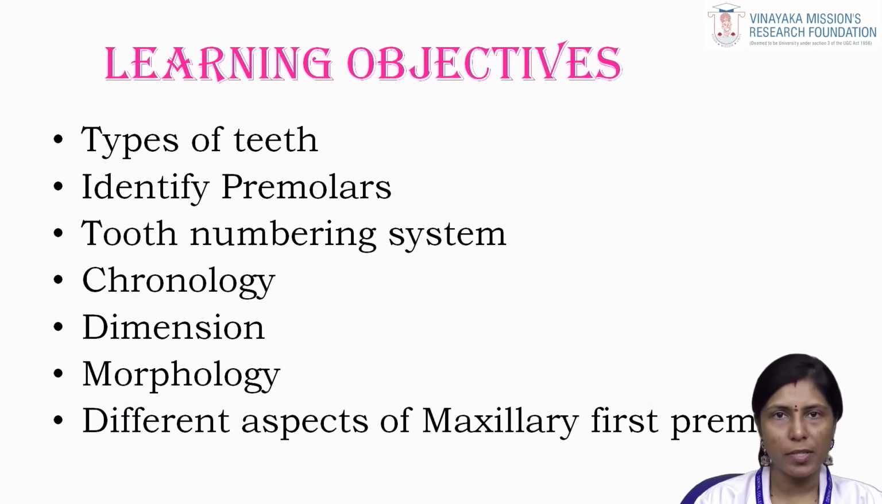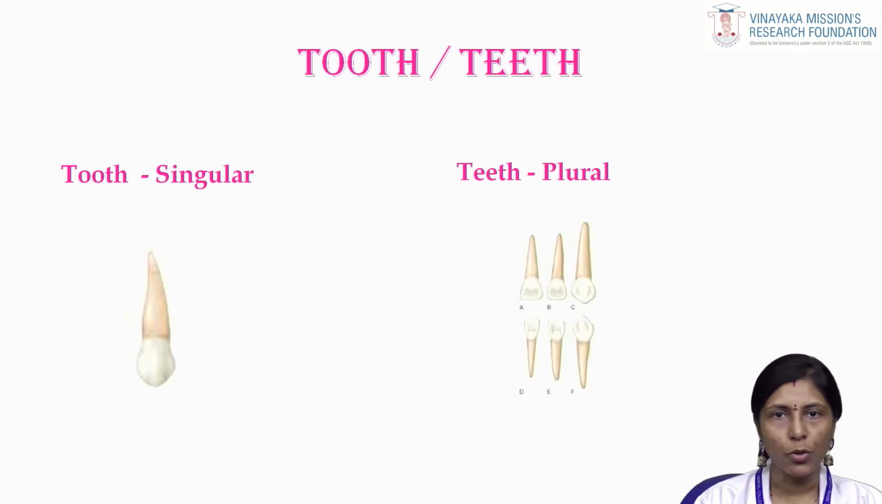Learning objectives of this presentation: after this presentation you will be able to identify different types of teeth, identify premolars, and know about the tooth numbering system, chronology, dimension, morphology of maxillary first premolar and the different aspects of maxillary first premolar. Before going in for the main topic, let's have a small introduction about the basics of teeth.